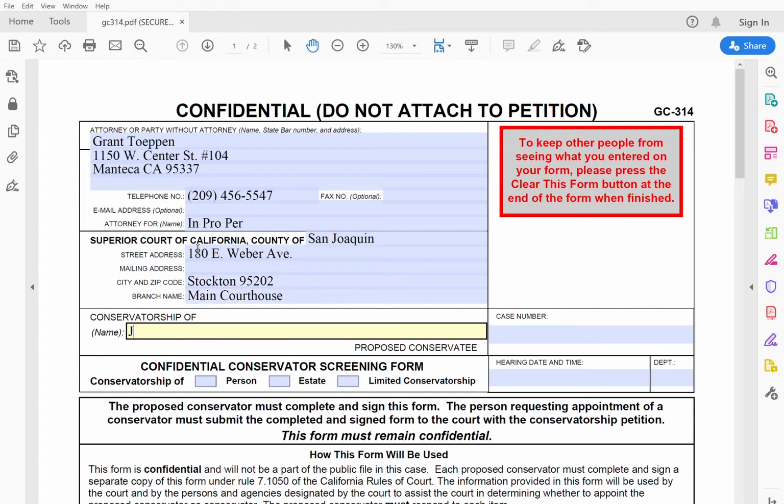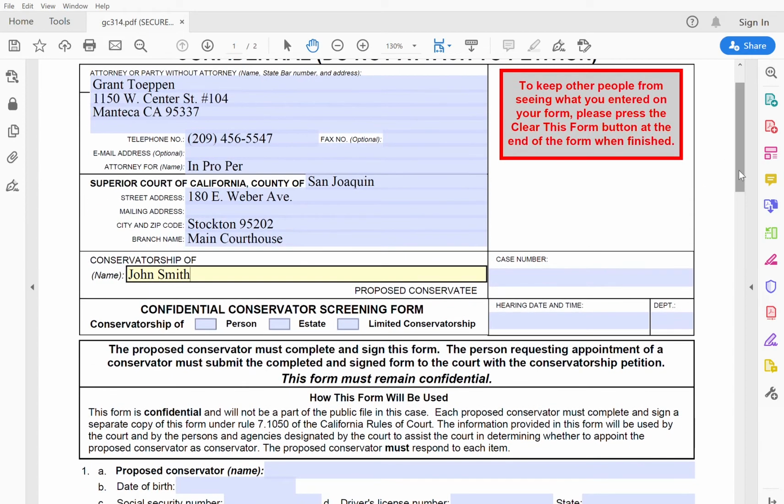Making up a name here. I'm doing the conservatorship of John Smith. So case number, hearing date and time, department. This will all be filled out by the court clerk when this is filed.